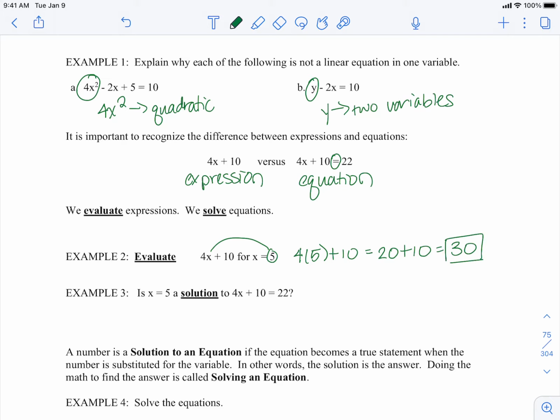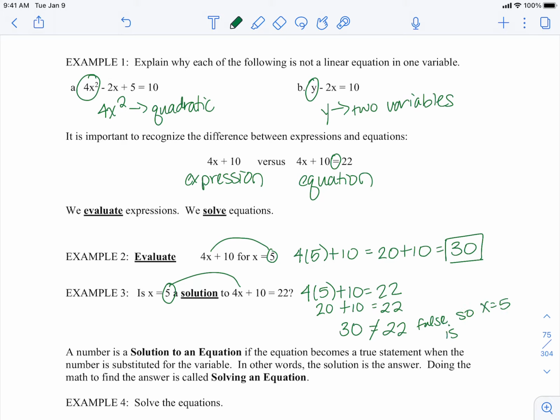Is x equals 5 a solution to 4x plus 10 equals 22? Again, we can check this by plugging it in and then seeing if it's true or false. 4 times 5 plus 10 equals 22. That's 20 plus 10 equals 22. And 30 equals 22. That's not true. That's false. So x equals 5 is not a solution.